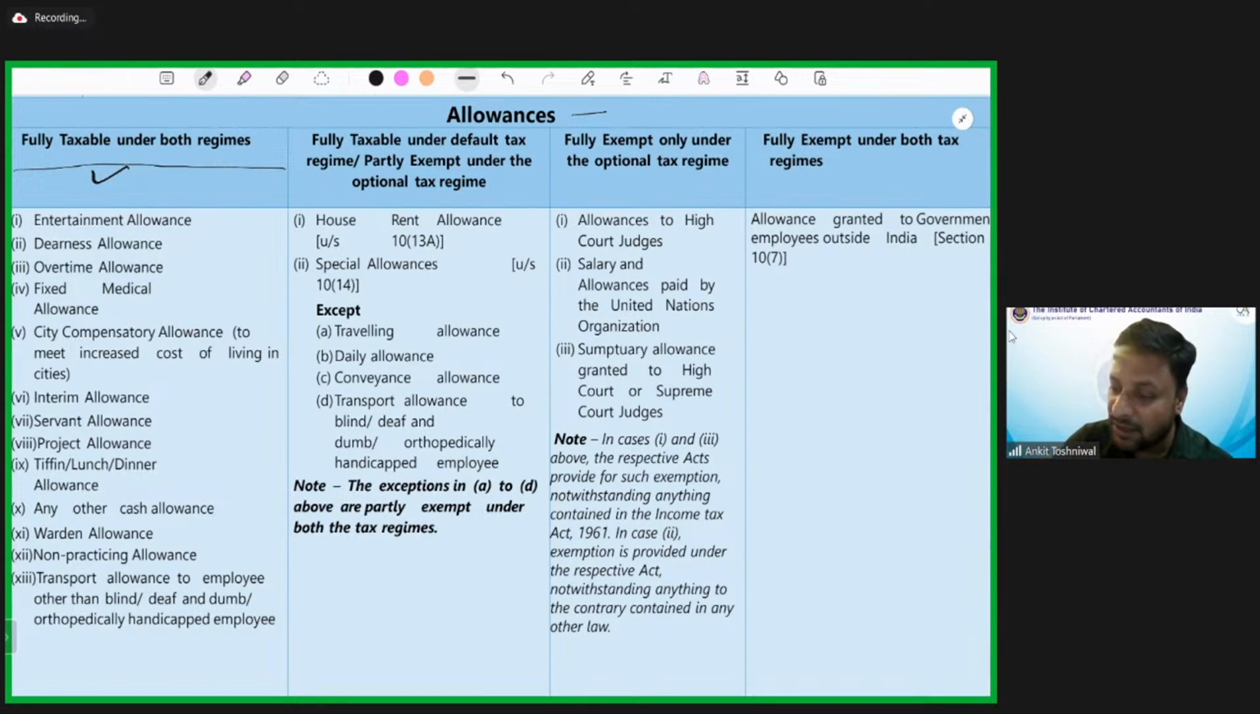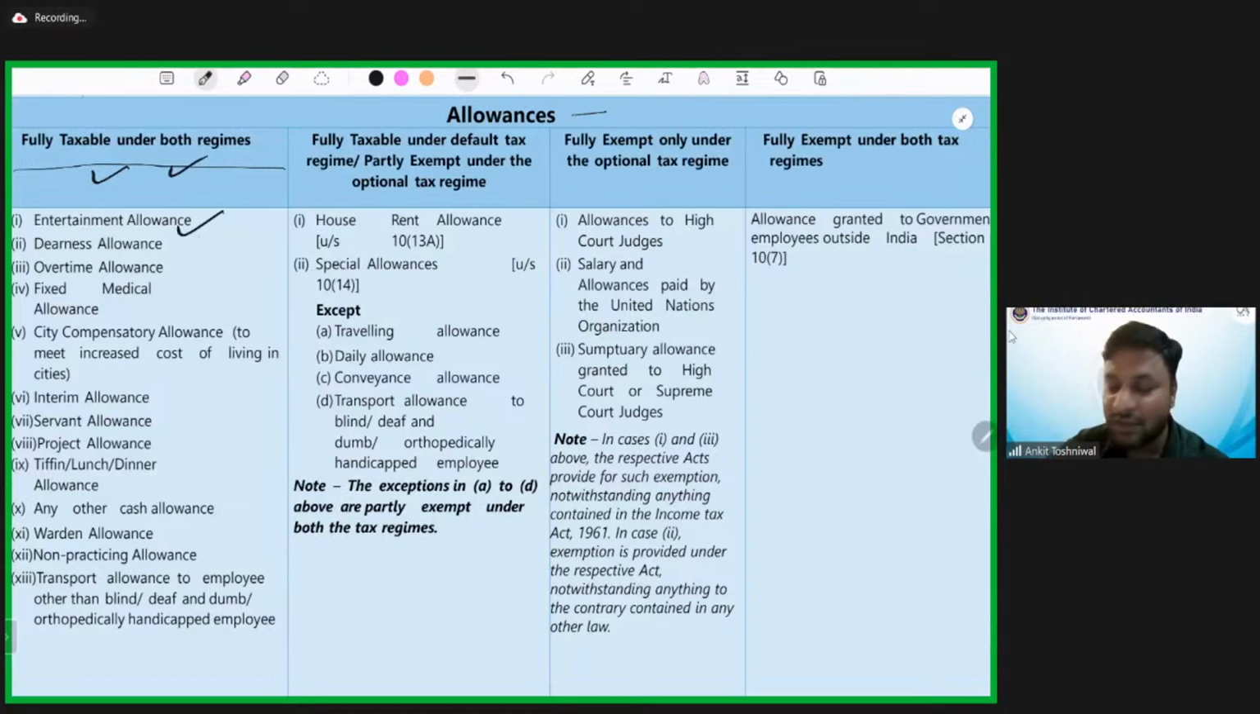So fully taxable in both regimes. So whether you are opting for the default regime, whether you are opting for the optional regime, salary received in a private firm by a normal employee who is not a partner is taxable under the head salary. It is taxable for both. And you have to remember these allowances.